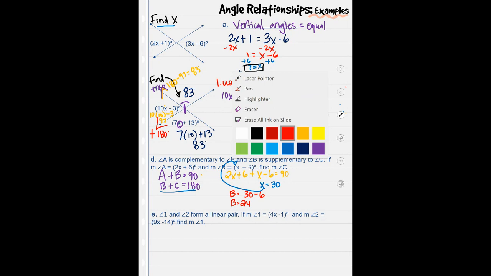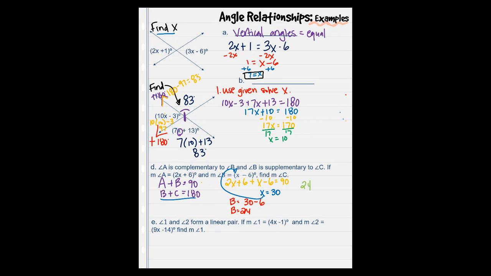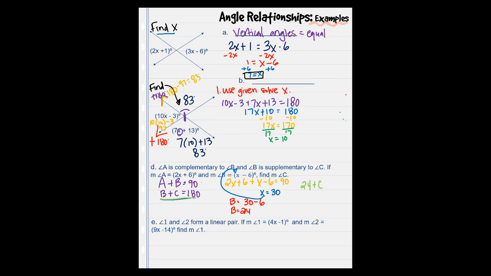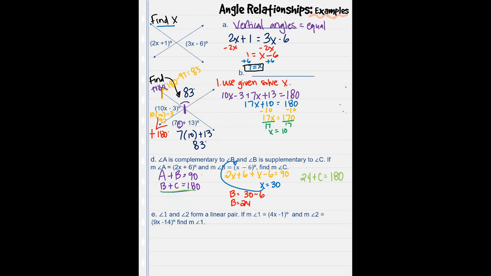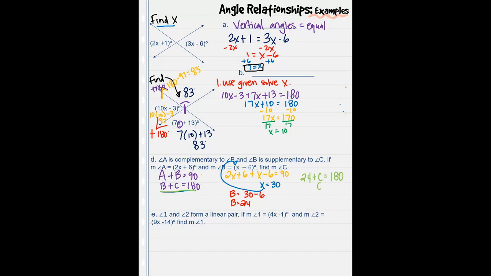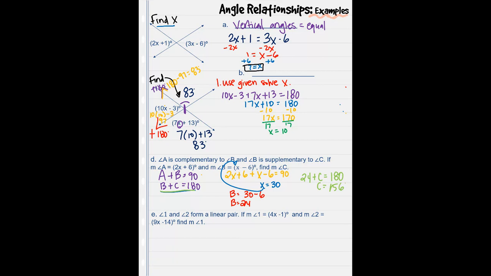Now that I know that angle B is 24, then I can plug that in to this little formula we created over here and solve for C. So C is 156 degrees. Okay.